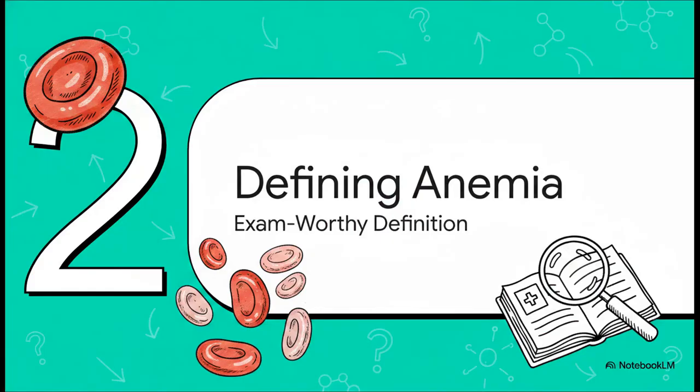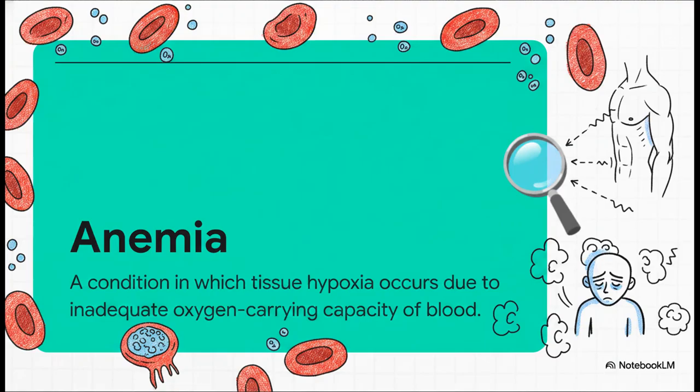Okay, so before we start diagnosing anything, we need to be crystal clear on our definition. For your exams, what is anemia, really? So at its core, this is the physiological definition you need to remember. It's not just about a number. It's about the consequence. The tissues aren't getting enough oxygen because the blood just can't carry it. That's what causes all the symptoms like fatigue and weakness.